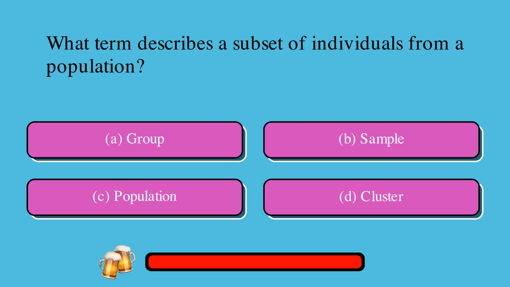What term describes a subset of individuals from a population? A, group, or B, sample, or C, population, or D, cluster. The correct answer is B, sample.